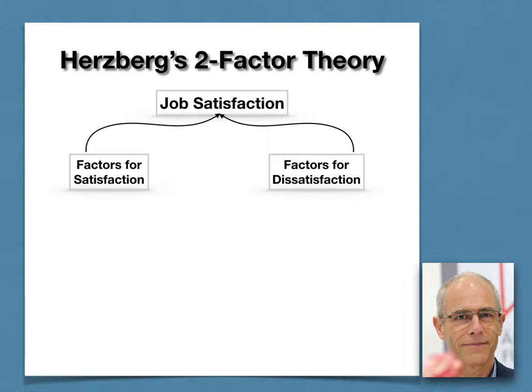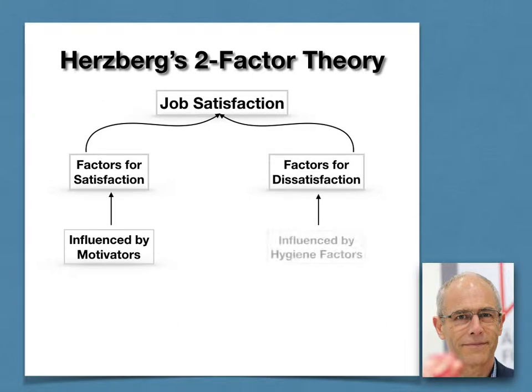As a result of this, he developed the theory that people's job satisfaction depends on two kinds of factors: factors for satisfaction and factors for dissatisfaction. The factors for satisfaction are influenced by motivators, which are also known as satisfiers. The factors for dissatisfaction are influenced by hygiene factors, which are also known as dissatisfiers.